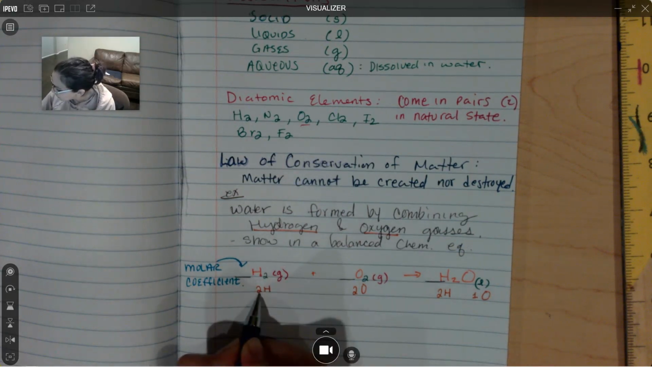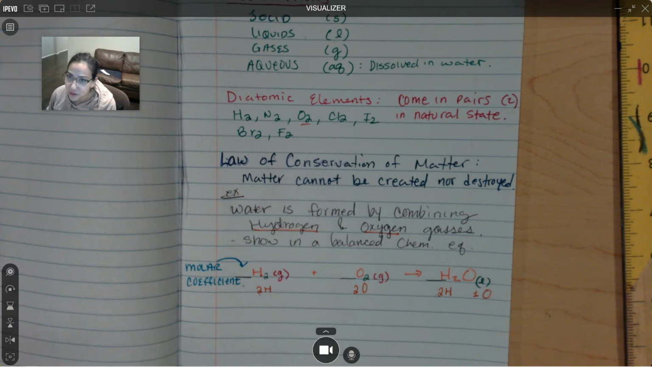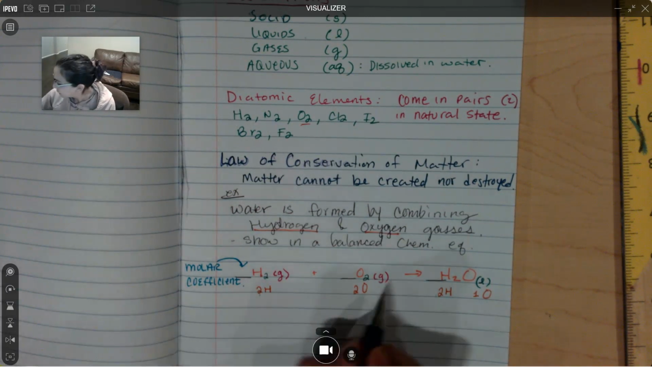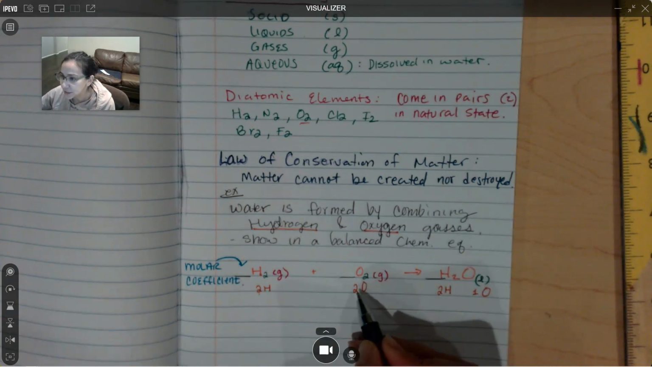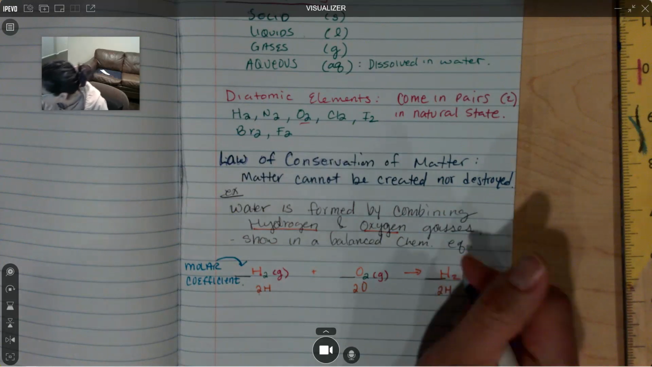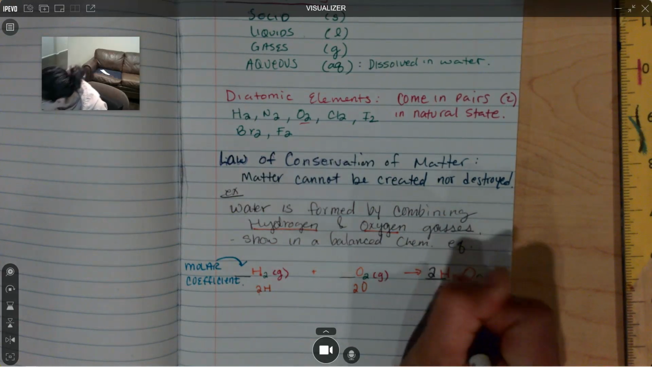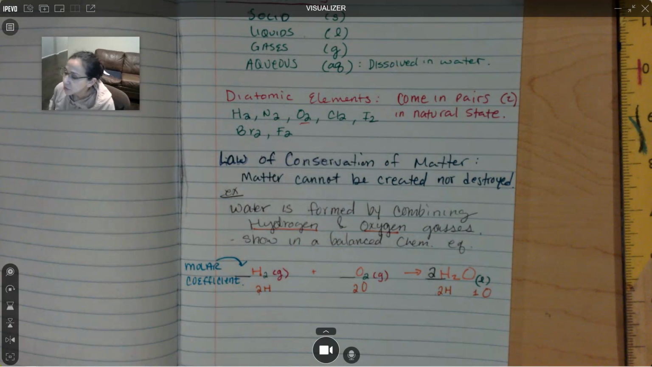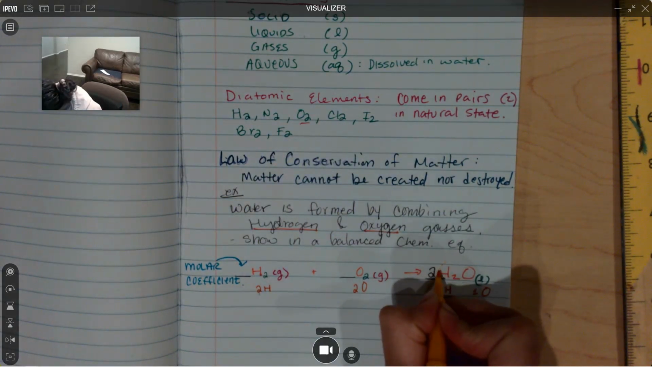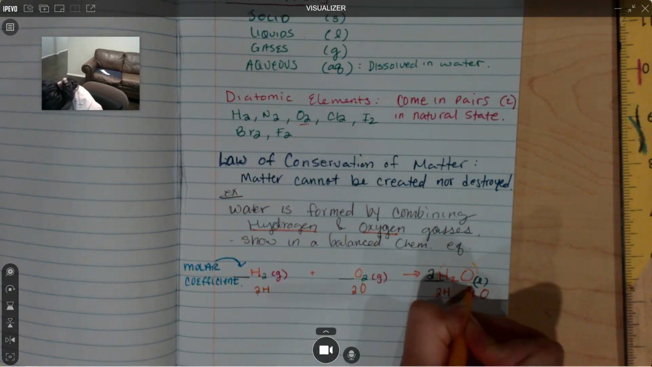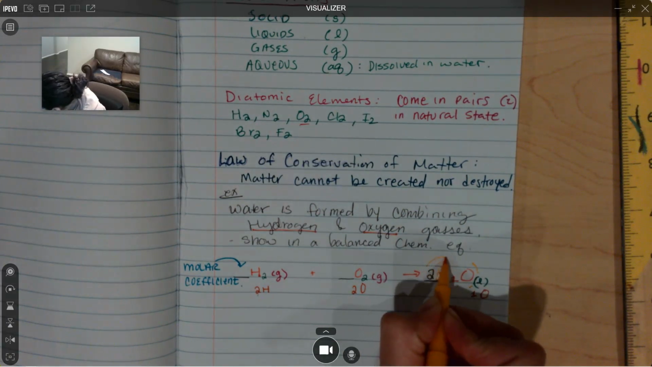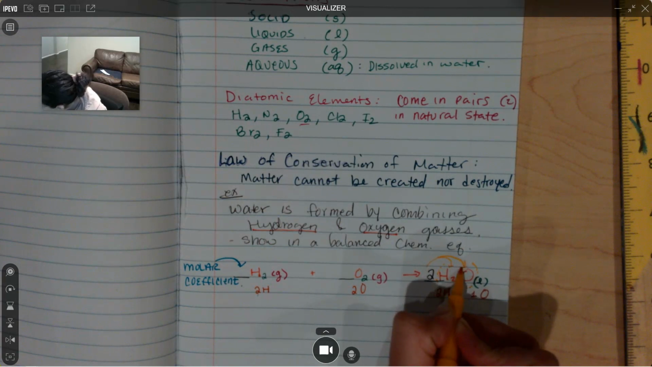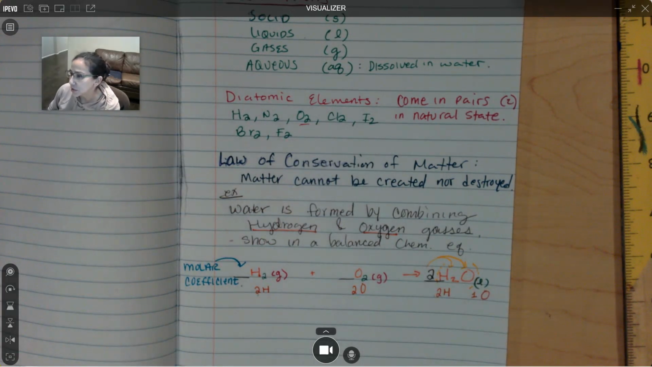2 here, 2 here. I don't need to do anything to hydrogens so far. 2 here, only 1 there. That's not going to work. So what can I multiply 1 by to get a 2? 2. So I'm going to multiply this by 2. Now you notice that the 2 goes in front of water. So you're going to pretend like there's parentheses there, and this 2 is going to distribute to both the hydrogen and the oxygen.